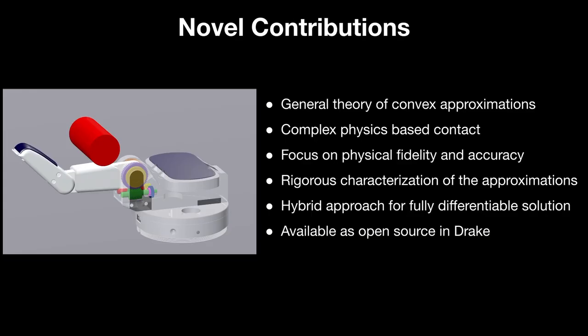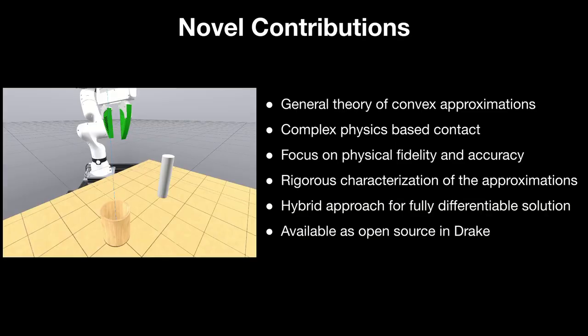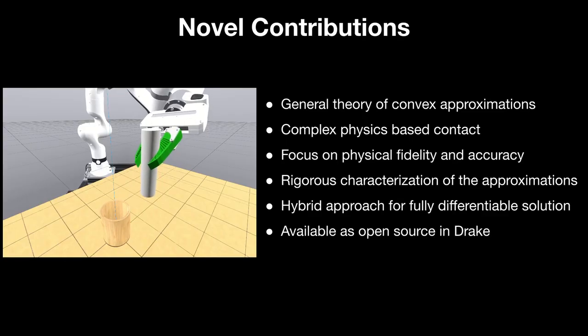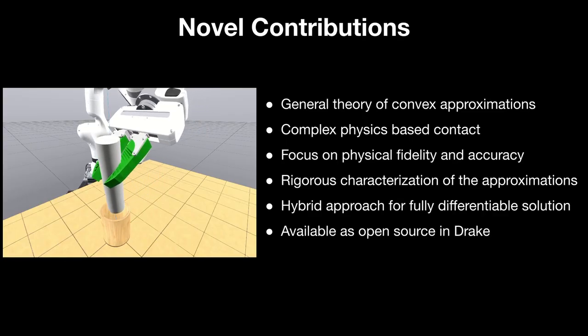We introduce a mathematical framework for generating convex approximations of contact models. We integrate into this framework validated engineering-grade contact models with Coulomb friction. With a focus on physical accuracy, we rigorously characterize our approximations, detailing their strengths and limitations. Our novel hybrid approach enables fully differentiable solutions with complex contact geometries implemented in the open-source toolkit Drake.